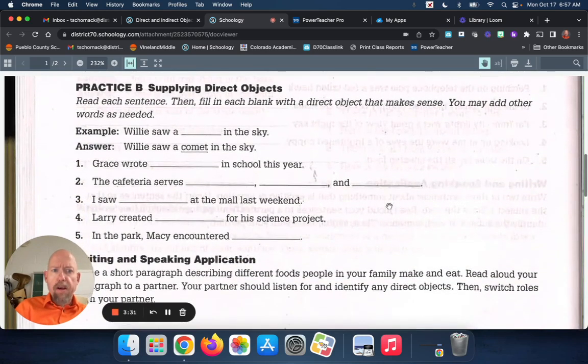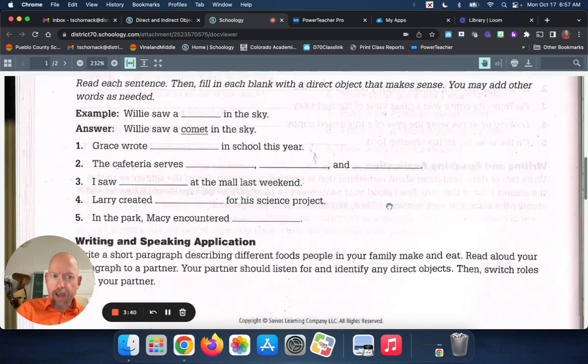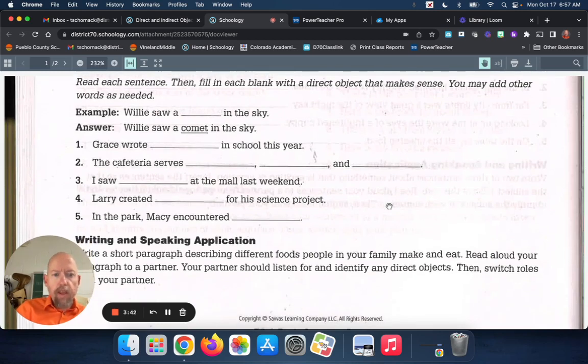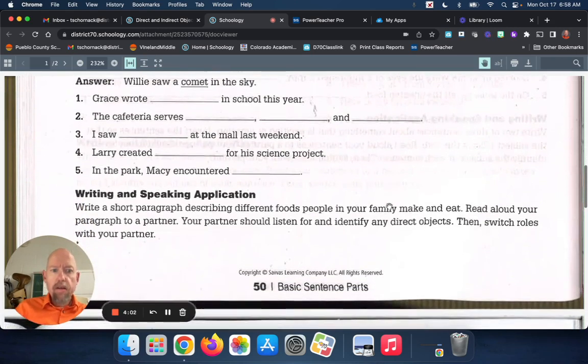Part B just says, read each sentence and fill in each blank with a direct object that makes sense. You may add other words if need be. So again, pretty simplistic. Just be appropriate, please, even though I know it looks like a Mad Lib. Please be school appropriate. So part B will be worth 1, 2, 3, 4, 5, 6, 7. So this will be worth 15 points on this side.